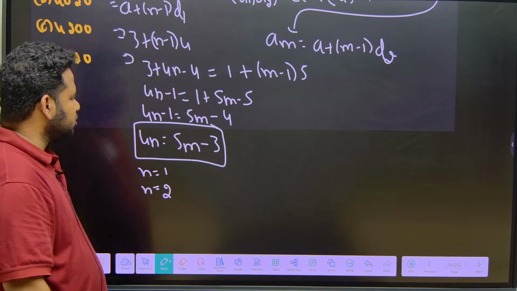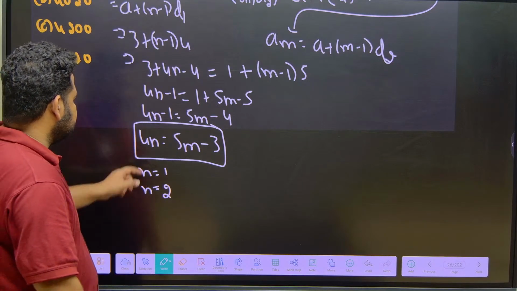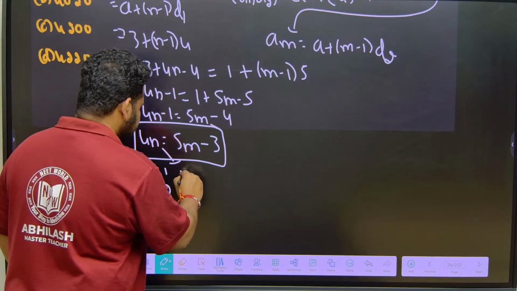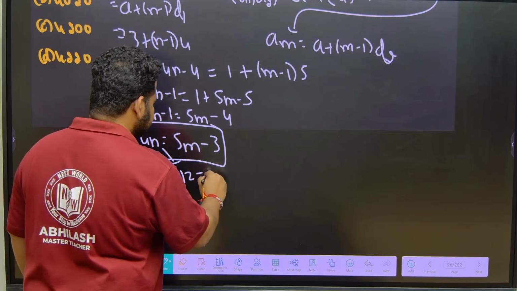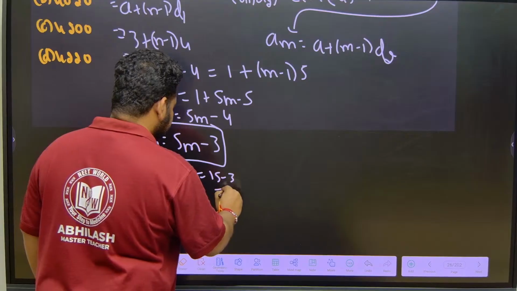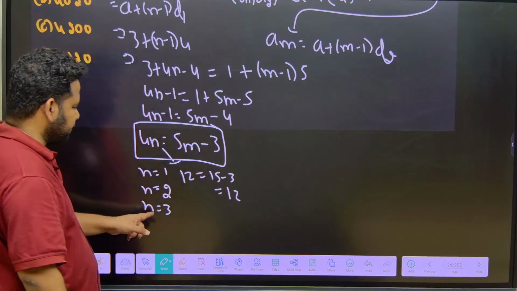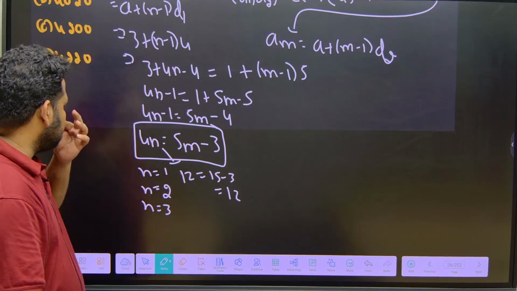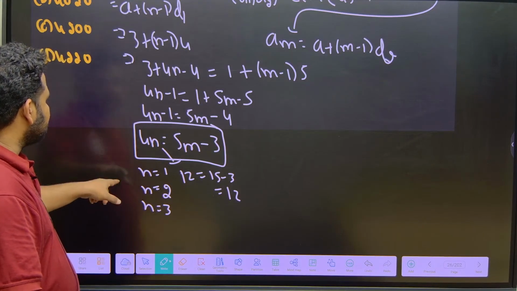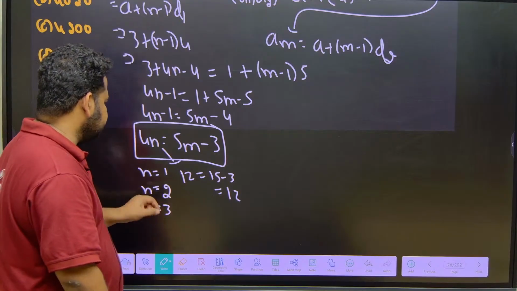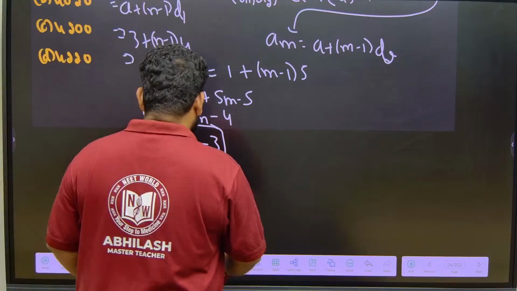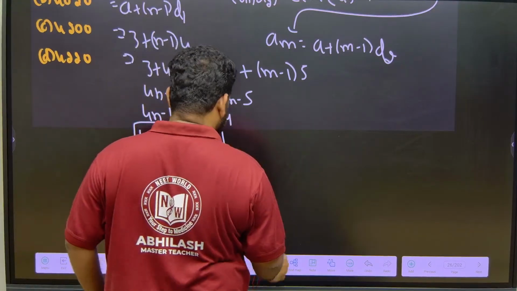If I put n is equal to 3, this will become 4 threes are 12, and 5 threes are 15, 15 minus 3 will also become 12. So if I put n is equal to 3, this is satisfying. So what is the term that we are getting? The common term is n is equal to 3, that is, for A3.